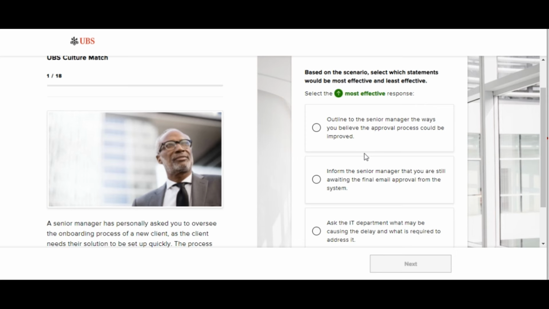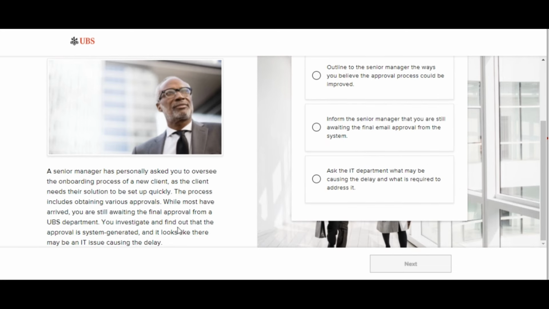So I attended the assessment and I recorded it for your reference. If anyone applies to UBS, the assessment would be like this, so it will be helpful. Just go through it and find some useful information from this assessment. Thank you.